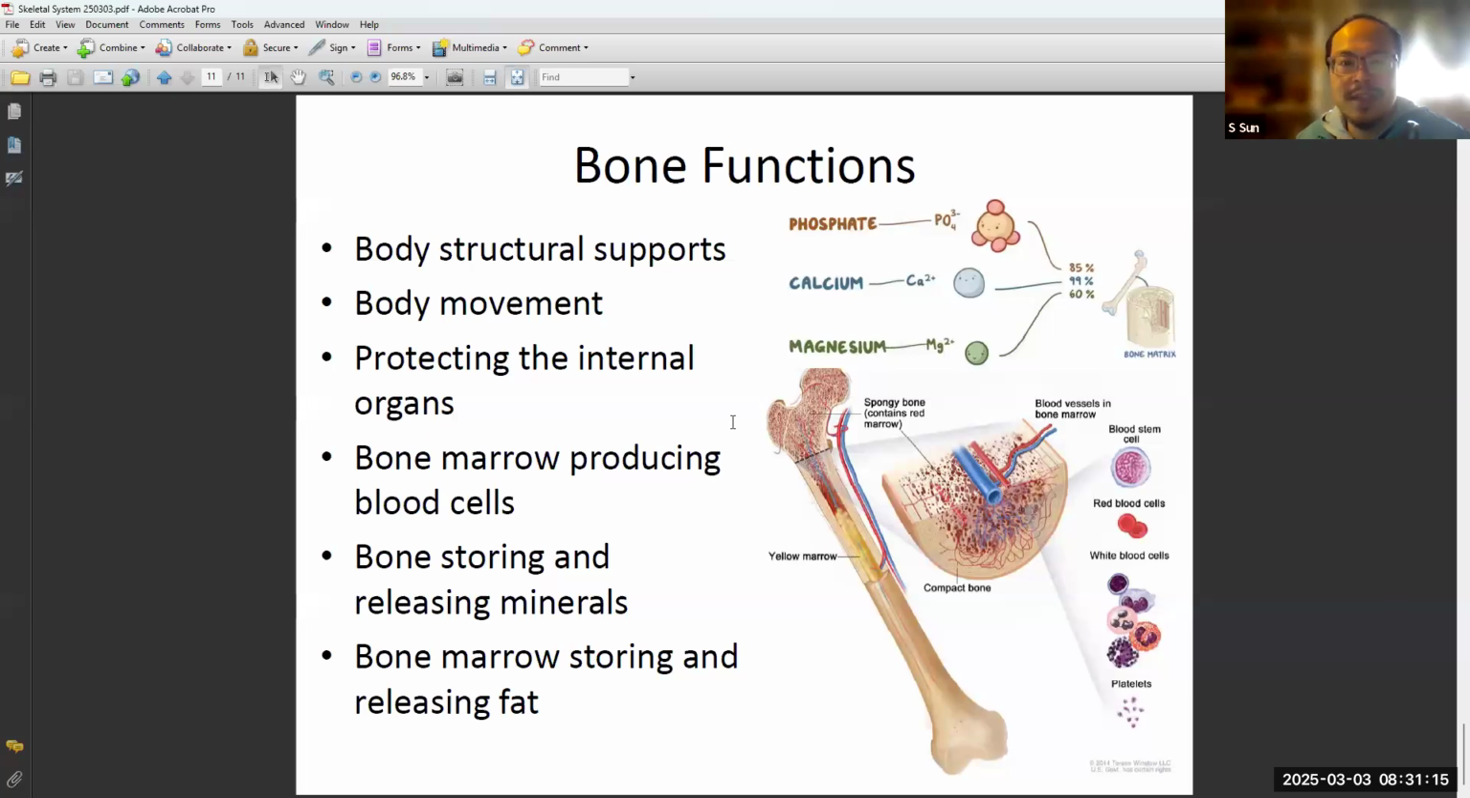So that's the very first part of the lecture. And yeah, we will move on. In our next lecture, we will move on to talk more about the different shapes of the bone.